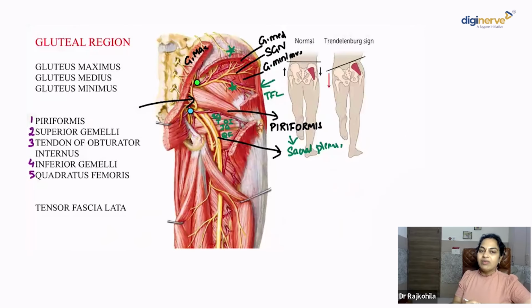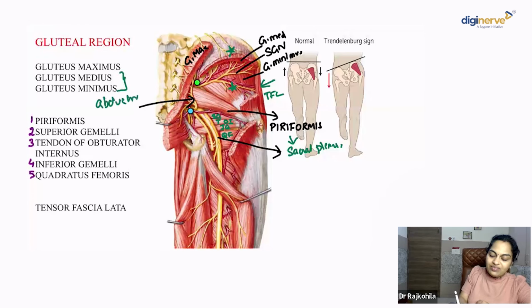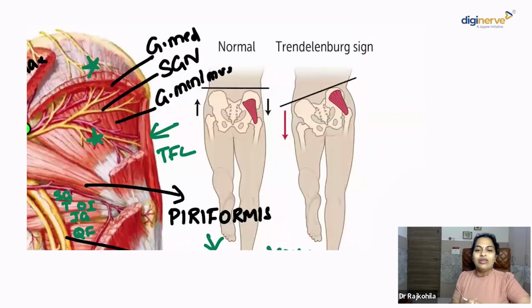Okay. Now, please remember the gluteus maximus. It helps in extension of the hip joint. Then the gluteus medius and minimus, they are abductors and medial rotators of the hip joint. All these, along with the gluteus maximus, are lateral rotators of the hip joint. This is important.